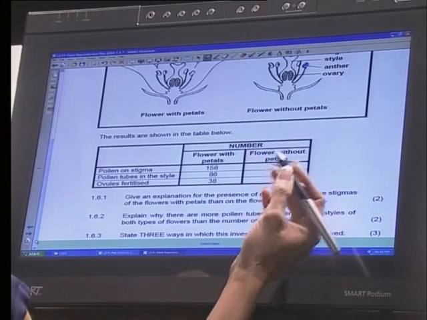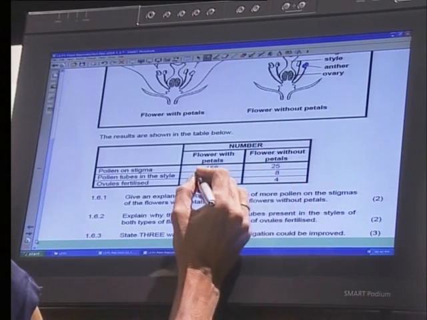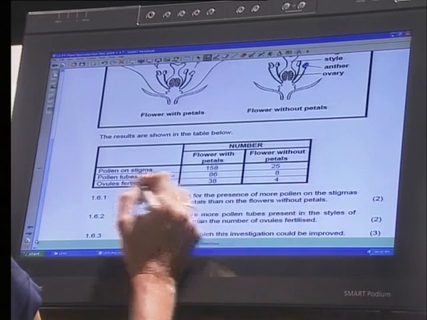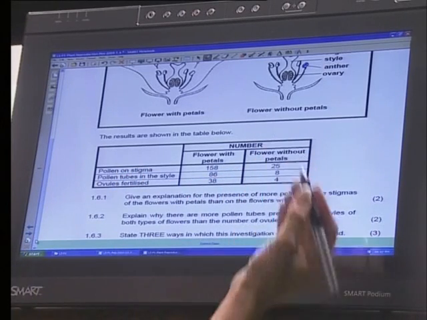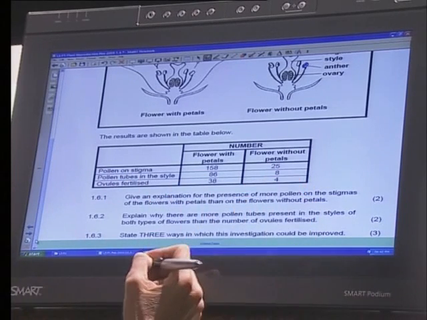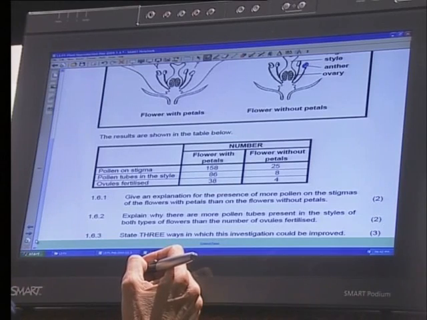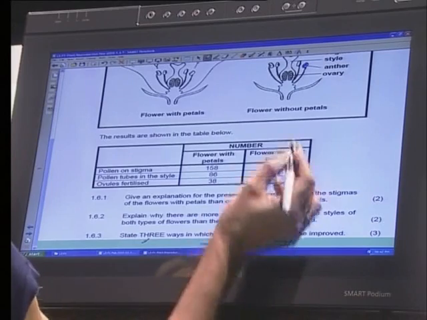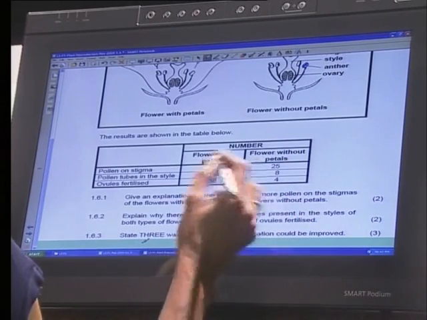The flowers without petals, oh shame, look. They have the pollen on the stigma, there were only 25, okay? The pollen tubes in the style, only 8 make it. And fertilized, only 4 end up being fertilized. You follow? Now, we could argue there that the pollen was blown off. We could argue that the pollen came from its own stigma, etc., because there's nothing to attract the insects. So there are lots of reasons why this little flower without petals has so little pollen on it.